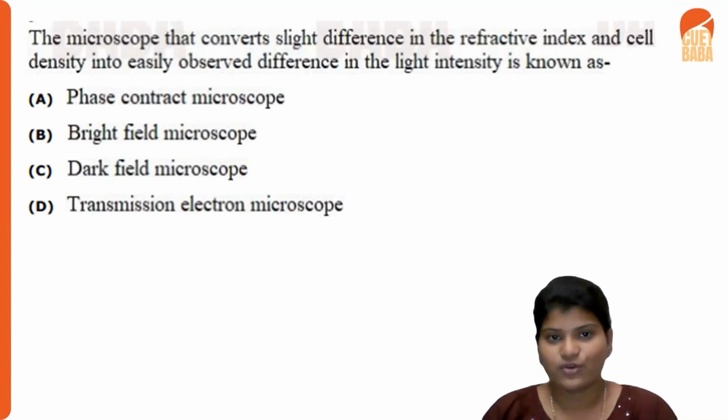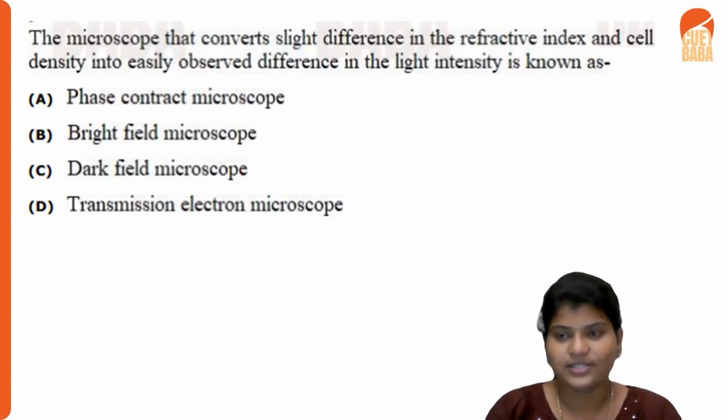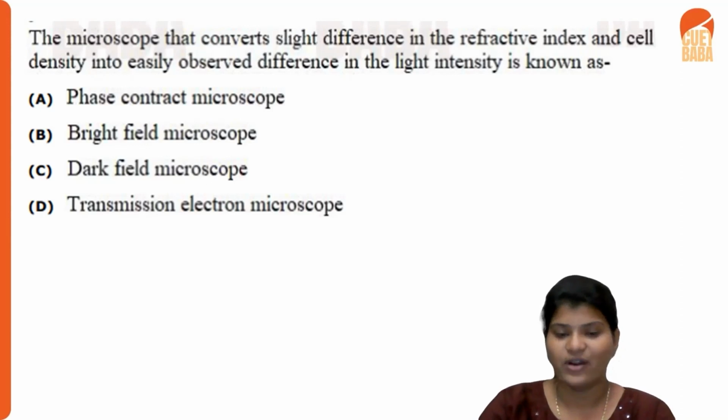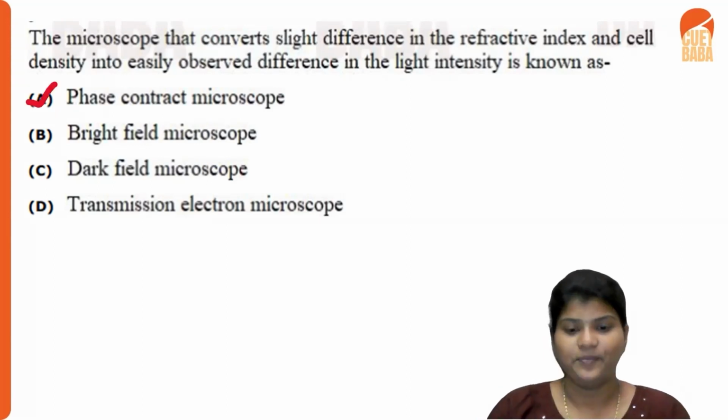Okay, so the microscope that converts a slight difference in the refractive index and the cell intensity to observe the difference in the light intensity. So we will observe the contrast images. So with the help of the phase contrast microscope, the option A. Okay.